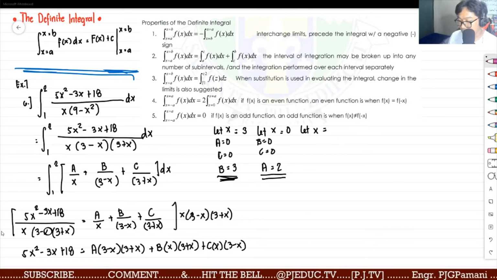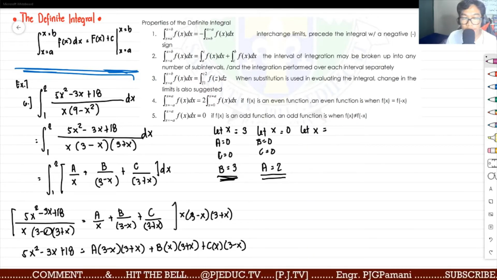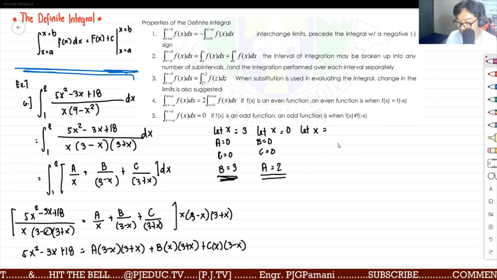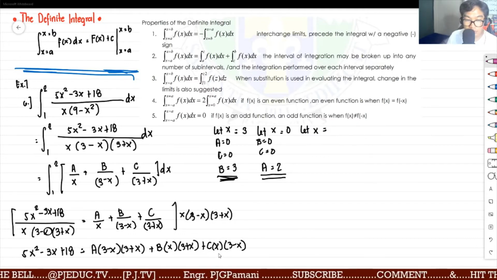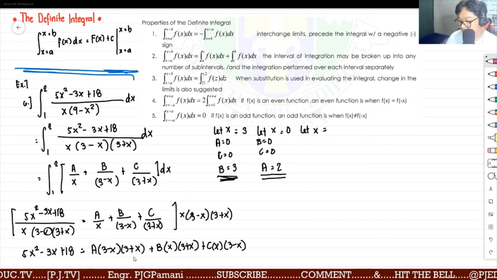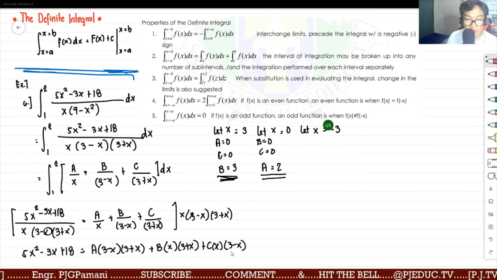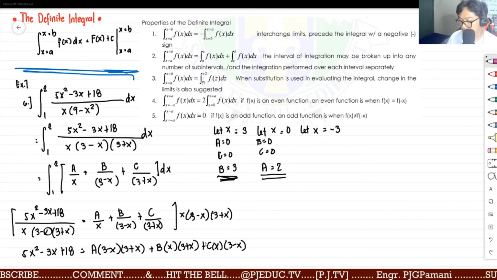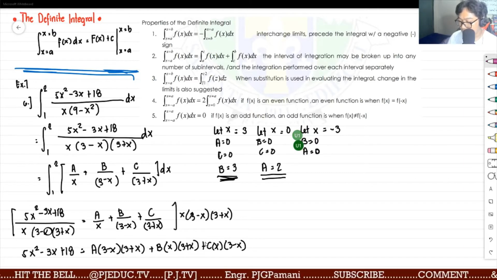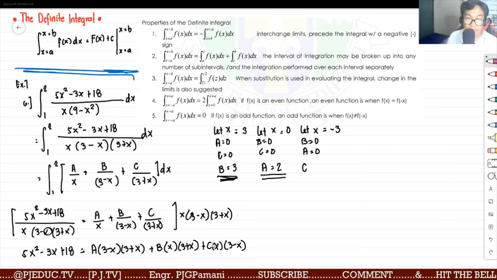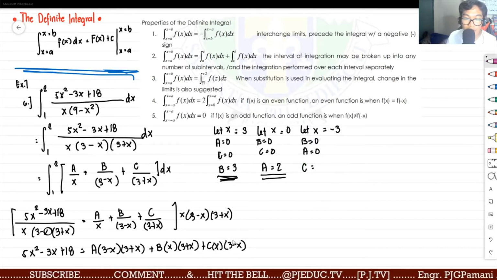Now let us try another substituting value for x. Ano naman? Let us try substituting negative 3. Kung negative 3 yan, negative 3, 0, 0. So, B and A will be cancelled out or eliminated. So, ang value ni C ang ating masasolve. Negative 3 times 6, negative 18.